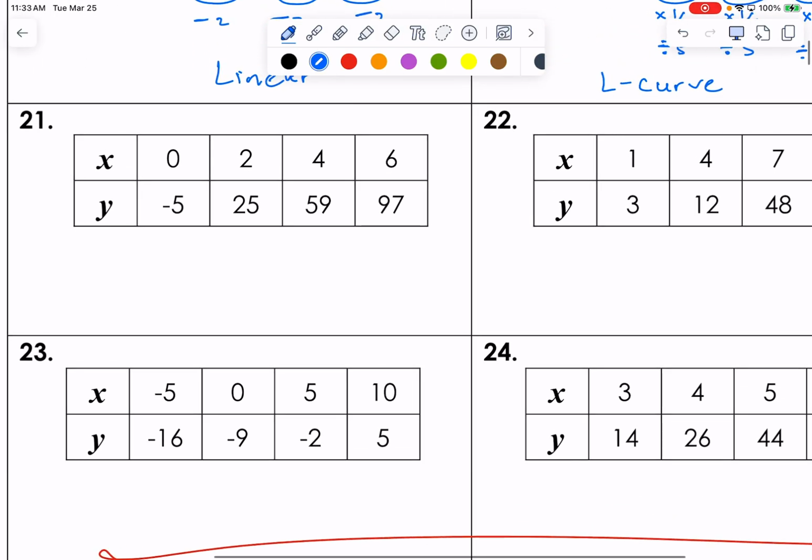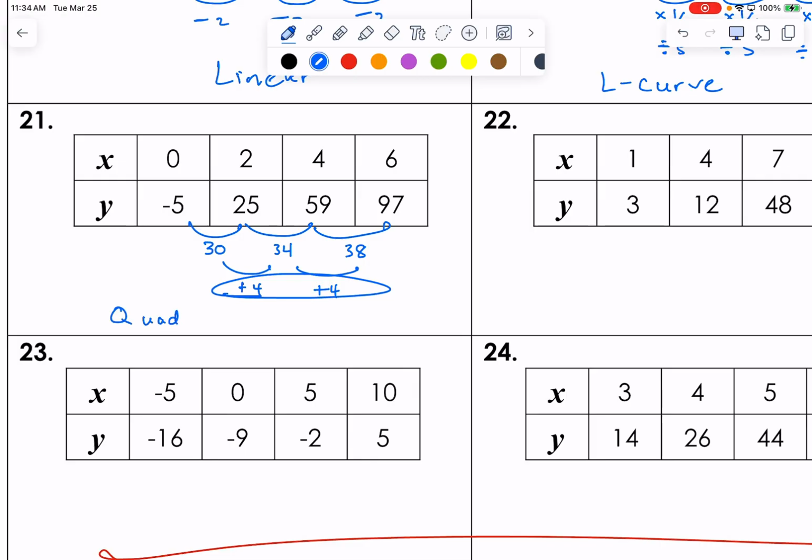All right, what about 21? Some people might say multiply by 5, but 5 times 5 is 25, but is 25 times 5 59? No. Then let's see how much it's adding. How much is it adding? 30, then what? 24, then what? 32. Are you sure it was 24? Yeah, I'm thinking 34. Is it 34? Then what? 38. Now look, what do these second differences go up by? Fours. So when the second difference goes up the same, we call it what? Quadratic. After you figure out the pattern, if the second difference goes up or down by the same amount, it's quadratic. Okay, 22.